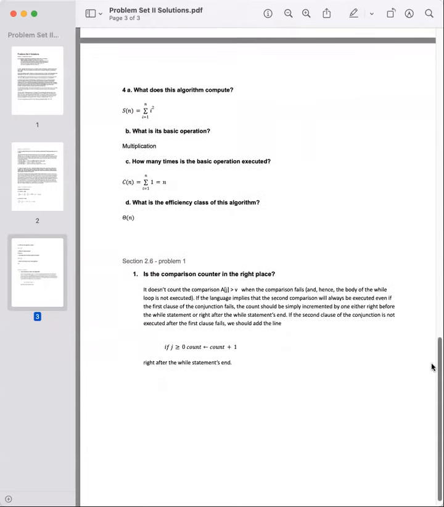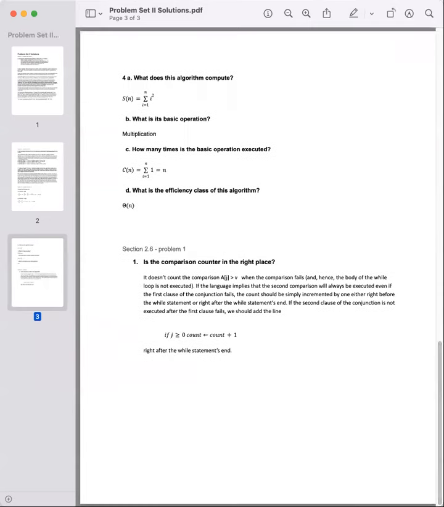Section 2.6 problem 1, that's a little bit of a tricky answer, in that if we're counting the number of comparisons, there's one comparison that it doesn't count, and that's the A sub j is greater than V. When that first comparison fails, since it's an and, the whole thing falls apart. So we can put this: if j is greater than or equal to 0, count gets count plus 1. If we add that after the while statement, that's going to account for that 1. And that's a fairly esoteric thing to have going on.